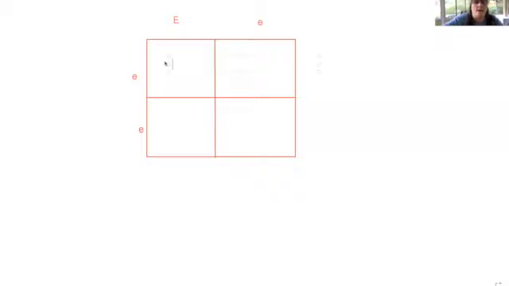So now we bring mom's down, big E, and then dad's over, little e. Then we can bring mom's down, big E, dad's little e. And then we have mom's little e, dad's little e. And then we have mom's little e and dad's little e. So this is our Punnett square.